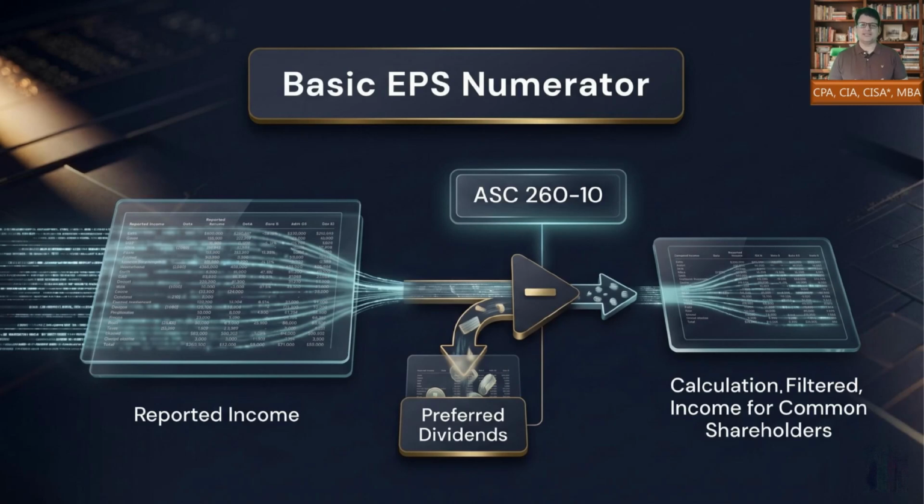We continue our ASC 260 earnings per share series with the numerator of Basic EPS. In the previous video, we built the full EPS framework. Now we slow down and control only one part of the formula, income available to common shareholders. Before counting even one share, we must answer a simple but important question. How much of reported income actually belongs to common shareholders after preferred shareholder claims are respected?